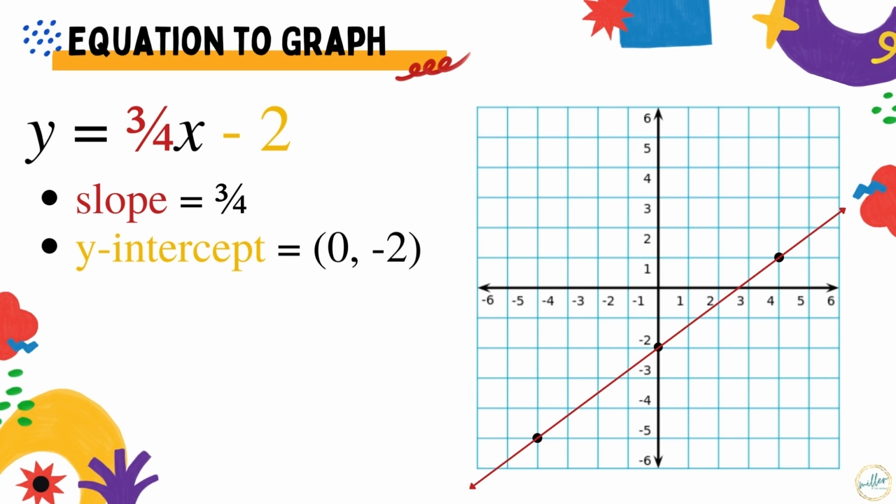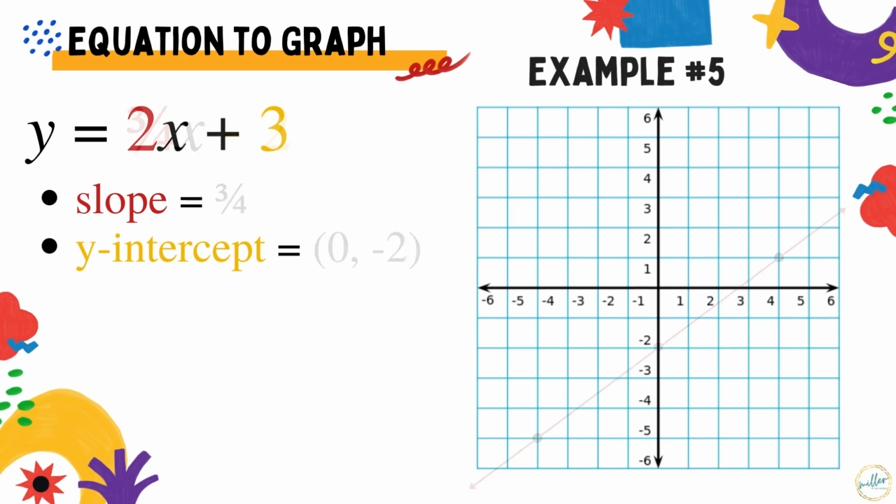Notice you can see where the y-intercept is. It's at 0, negative 2 because it goes through the y-axis at negative 2. And if you go to the line and try to find the slope, you can see that you go up 3 and over 4. So this equation matches the line.